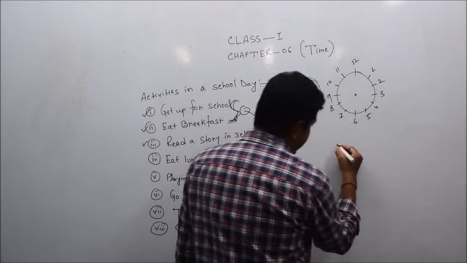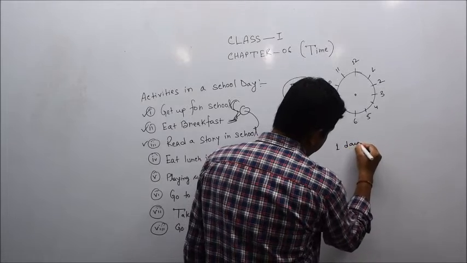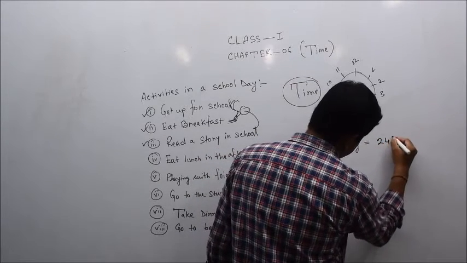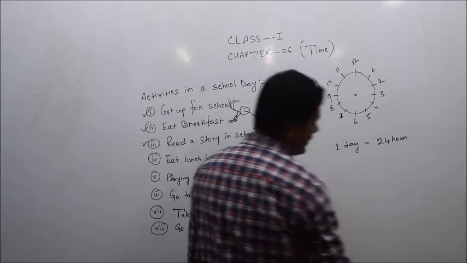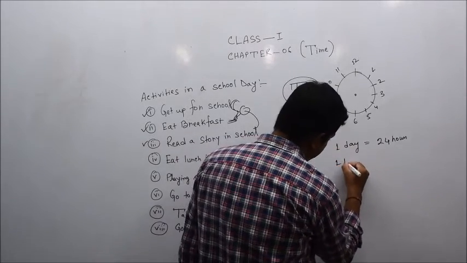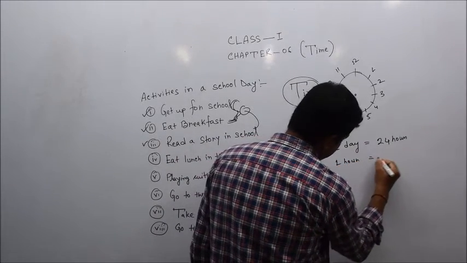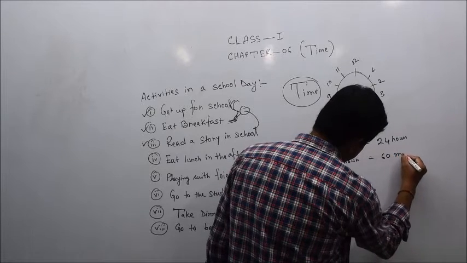Okay. So in one day, how many hours do we have? 24 hours, isn't it? And 1 hour is divided into 60 minutes.